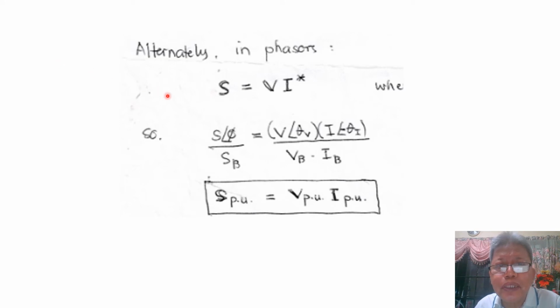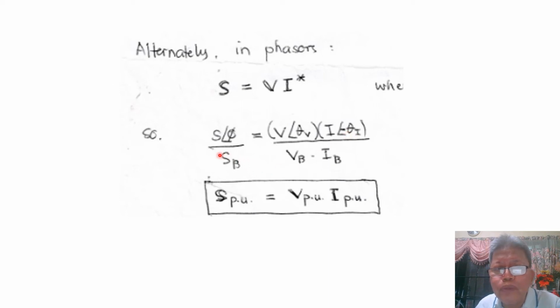Alternately, in phasors, we can write our apparent power as equal to the voltage times the conjugate of the current, I asterisk. So our apparent power S has a magnitude S at a certain angle phi, and our phasor voltage has a magnitude V and say an angle of theta V. And our current I has a magnitude I and an angle of theta I. Since this is conjugate, the angle of I becomes negative.